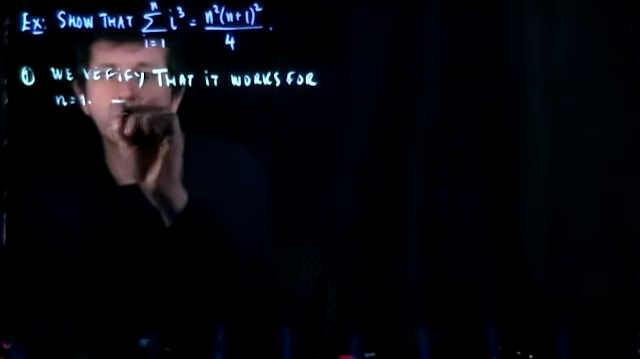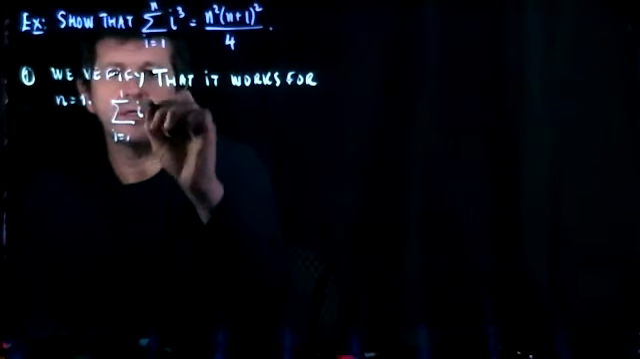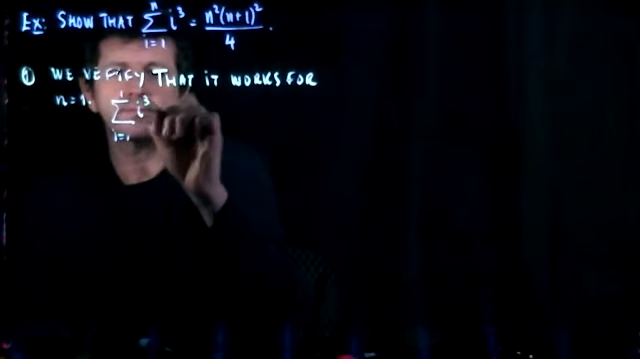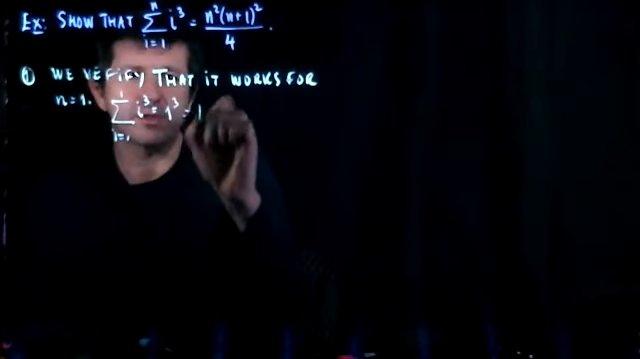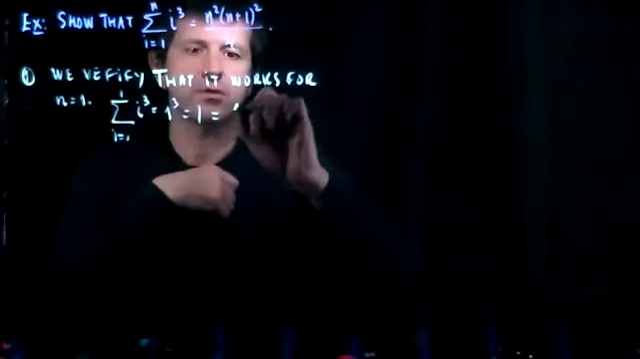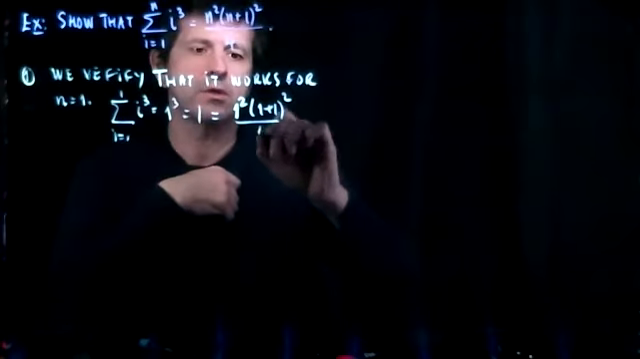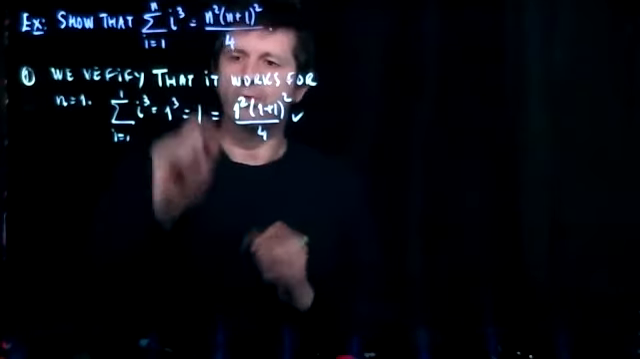Okay, so for n equals 1, let me see. Sum i equals 1 until 1 of i cubed. This is 1 cubed, so that's 1. And is it equal to, if I plug in 1 here, 1 squared times 1 plus 1 squared over 4? Yes, that's 4 over 4, it works.